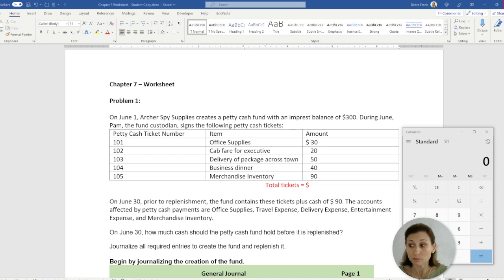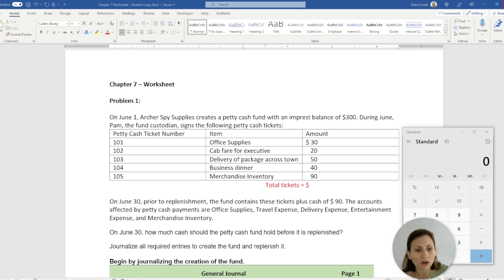And so in this problem, we can see during June, Pam, she's the fund custodian, signed the following petty cash tickets. We have 5 tickets listed here, what the items were for, and then the dollar amounts for those tickets. I'm already getting ready to total up these tickets to figure out how much was used, but let's keep continuing with the reading of this problem.